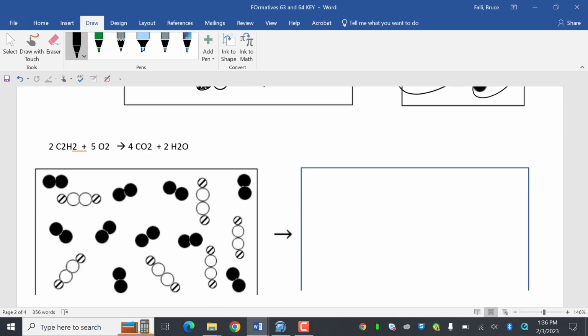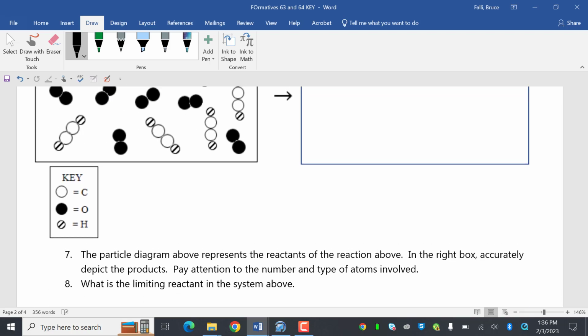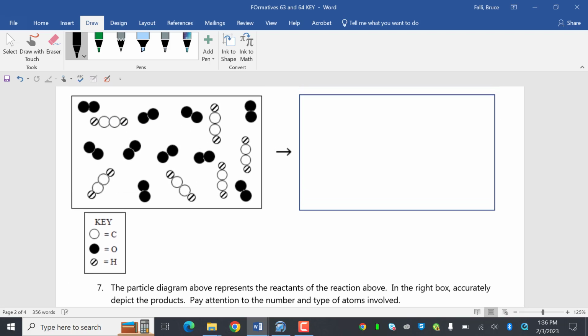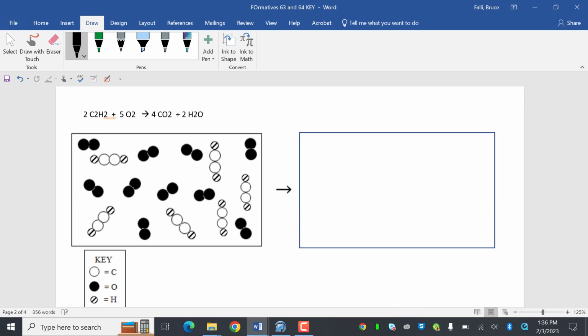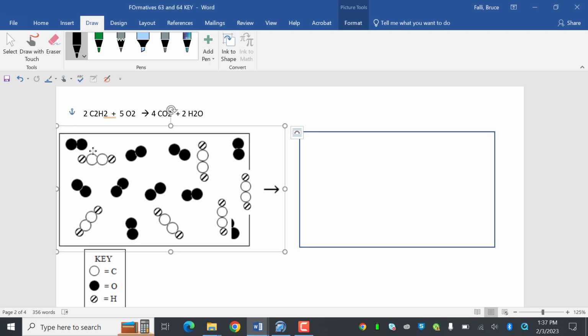Oh my goodness gracious. Look at this one. The particle diagram above represents the reactants of the reaction above. In the right box, accurately depict the products. Pay attention to the number and type of atoms involved. Woof. So what I'm going to do is I'm going to get rid of two of these. Whoops. Control Z.